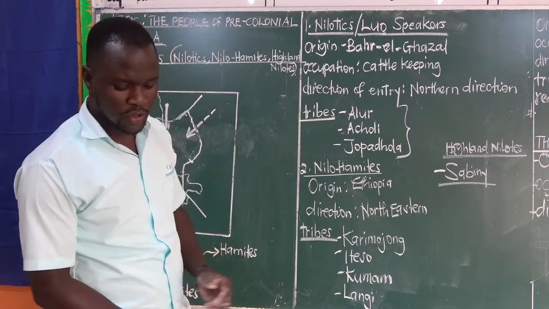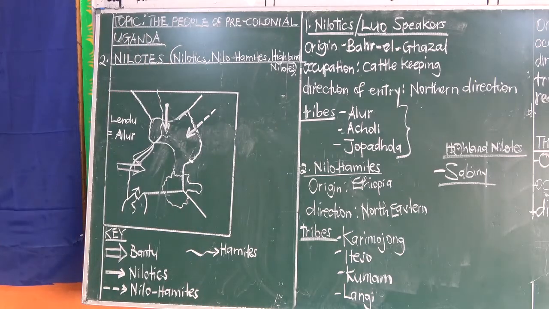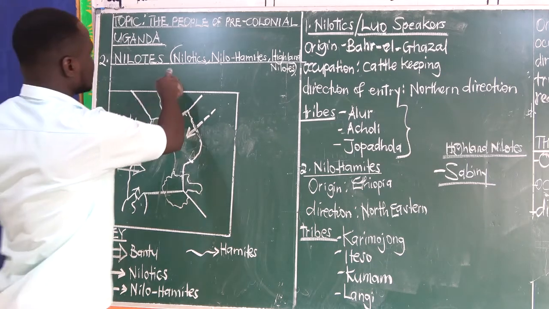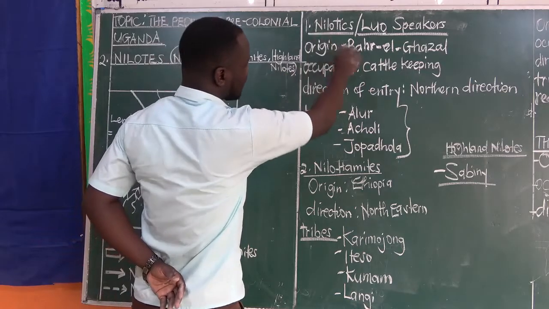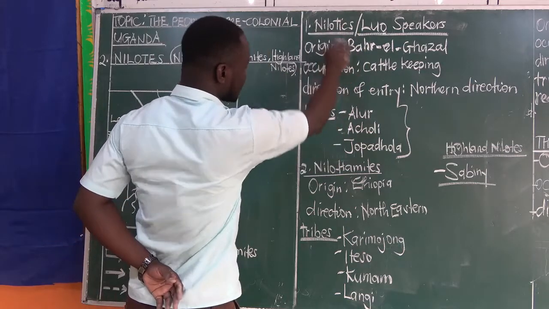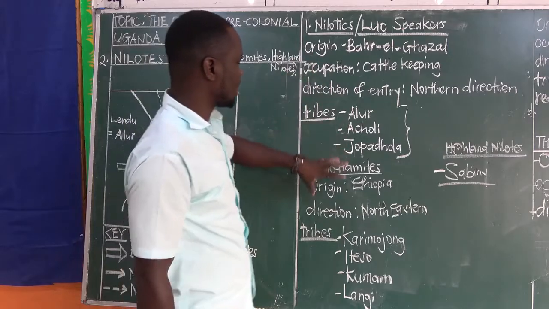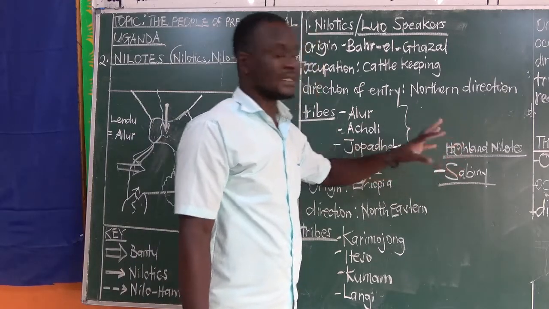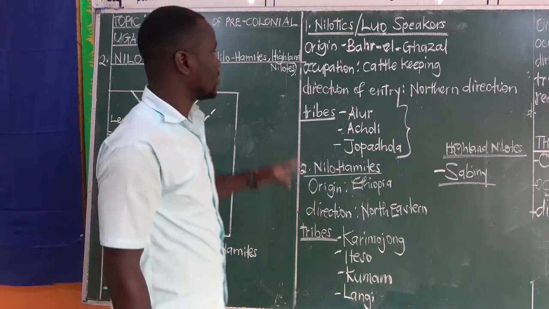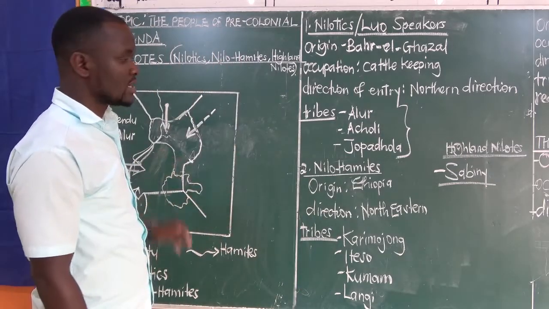Now, when we go to look at the reasons for migration, we are going to have general reasons for migration, because we have had these groups are in one. So the reasons for the Nilots, Nilotics, are the very reasons for the Hamites. They are the very reasons for the Nilohamites. They are the very reasons for the Highland Nilots. Remember, all these other ones were cattle keepers, apart from the Bantu.